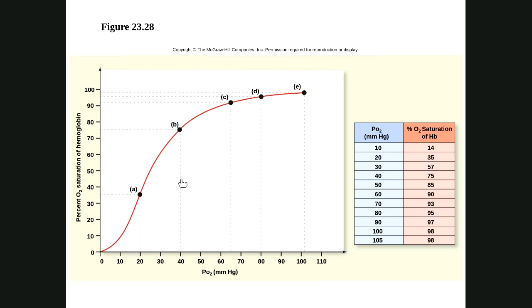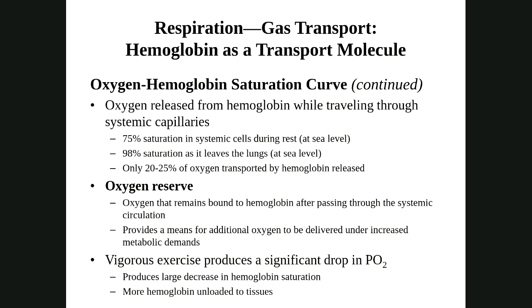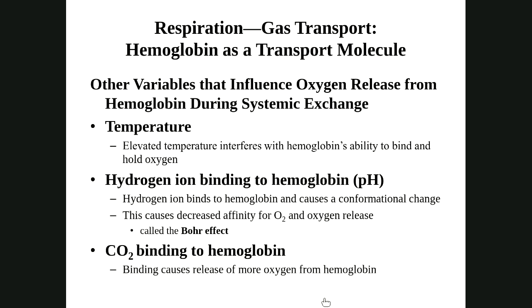Now, there's three things that can affect this curve very easily: temperature, pH, and the amount of CO2 that's also binding. We're going to find out that CO2 can also bind to hemoglobin. And so temperature, let's relate all of these to exercise. When you exercise, your temp goes up, your pH goes down, and the CO2 goes up. So if temp and CO2 go up or pH goes down, that's going to cause a shift right. That's the easy way to remember it. Shift rights take place during exercise.